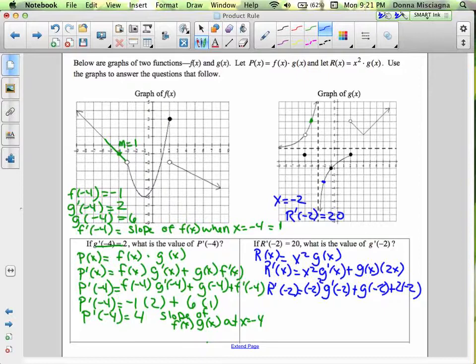And what is that? Oh, that looks like a -3, just by counting boxes. All right, so g of -2 is -3. And that's all we need to find g prime of -2. All right, so 20 equals, that's going to be a 4 times g prime of -2 is what we're looking for, plus -3.